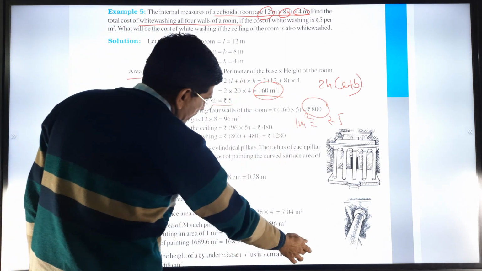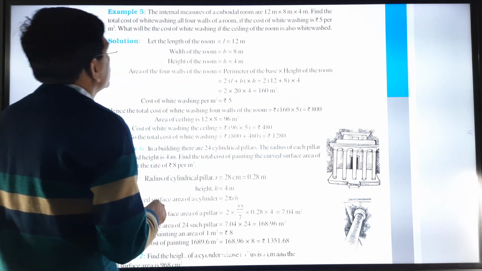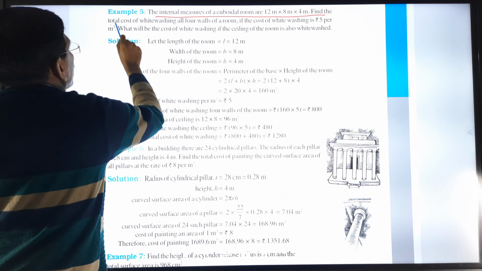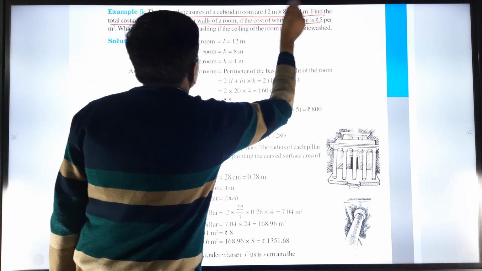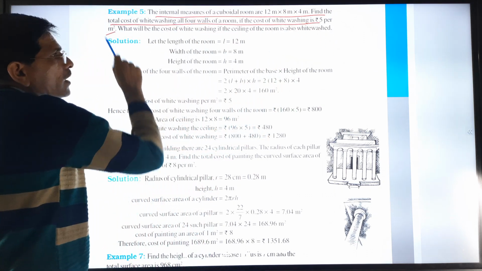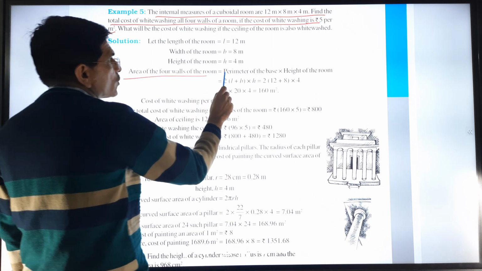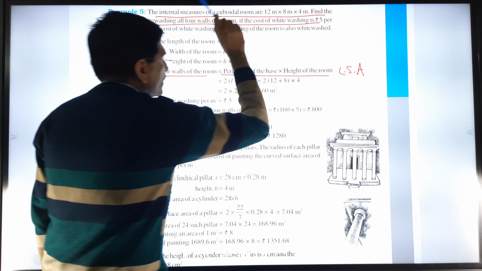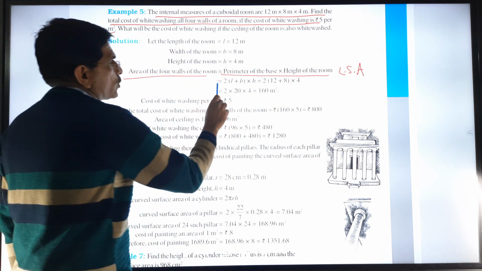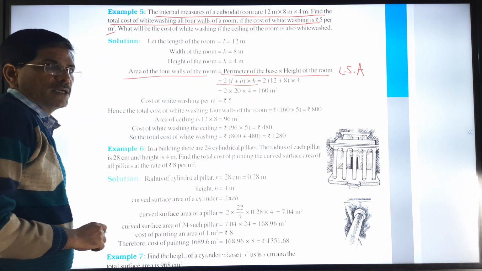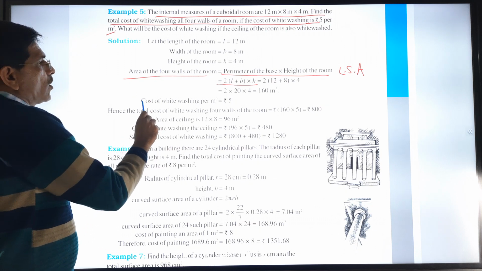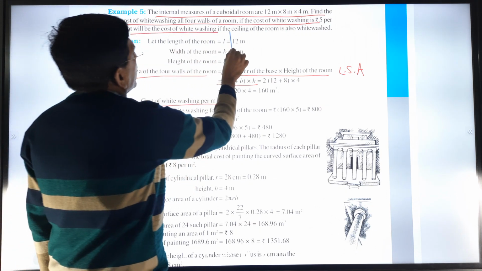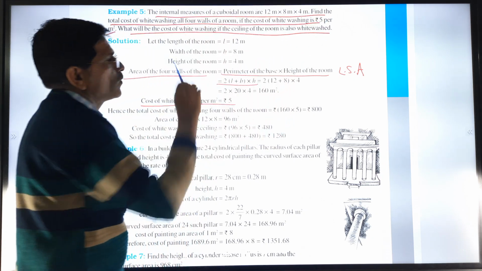Again I explain what the question is. Cuboidal length, breadth, height is given. Find the cost of whitewashing for area of 4 wall. So area of 4 wall is also, we can say, lateral surface area. Lateral surface area formula is also 2H(L plus B). And costing is given.